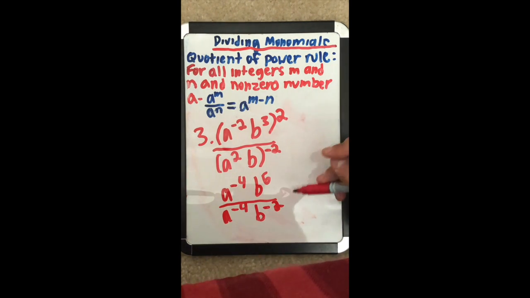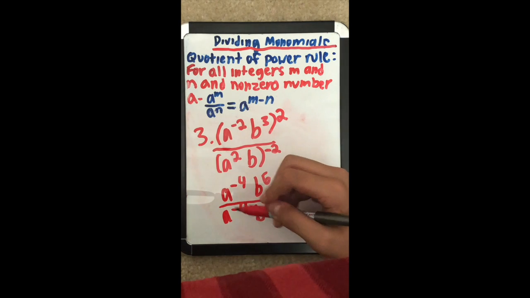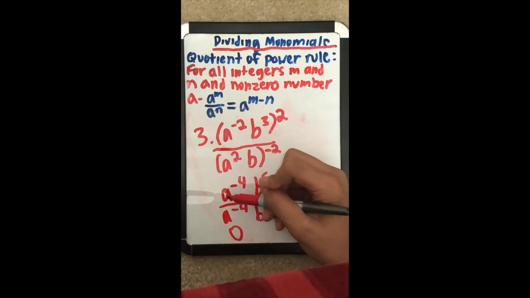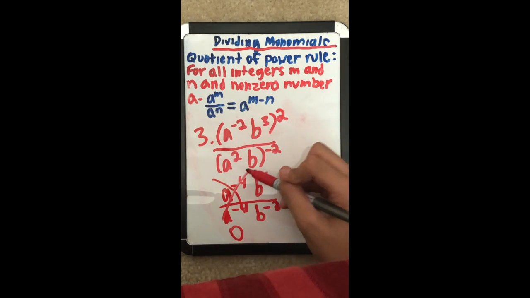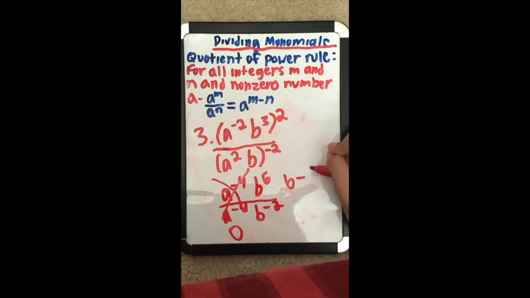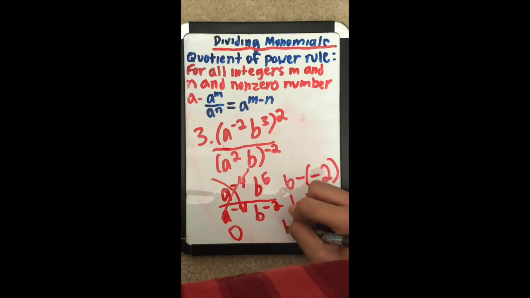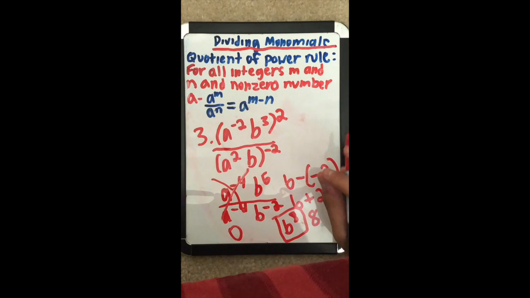So now what we want to do is subtract. Negative 4 minus negative 4 makes 0. So this basically is gone. You don't need this anymore. Basically just x it out. Now all we have left is this. So it's 6 minus negative 2. That basically makes 6 plus 2, and so the answer is 8. But remember, it's not just 8. It's b to the power of negative 8. b to the power of positive 8, my bad. It's just b to the power of positive 8.